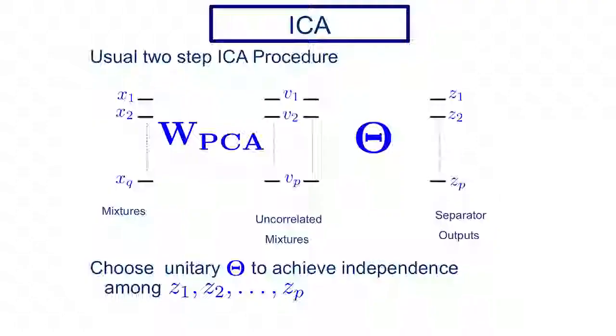How do you do that? You typically start with a PCA-like stage to first obtain uncorrelated components. But uncorrelatedness is not really a separative property. There are many uncorrelated components that you can come up with. So after applying a PCA-based procedure, from these uncorrelated components you find a unitary matrix theta, so that you preserve uncorrelatedness but achieve independence at the output. That's basically the two-step ICA procedure, although there are some other alternatives.